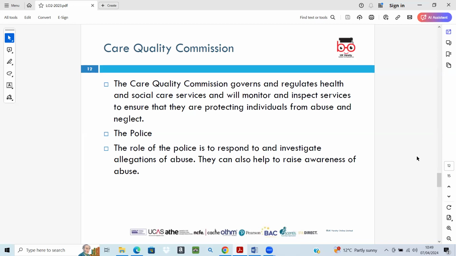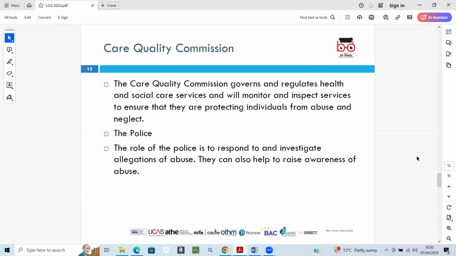And then they may take action. If the CQC identifies that a service is not meeting required standards, it can take enforcement action to ensure that improvements are made. Now we have the police. The police play a crucial role in responding to and investigating allegations of abuse. Their responsibilities include investigating allegations. When allegations of abuse are reported, the police investigate to determine if a crime has been committed and to gather evidence for potential prosecution. Then what it also does, protecting the individual.